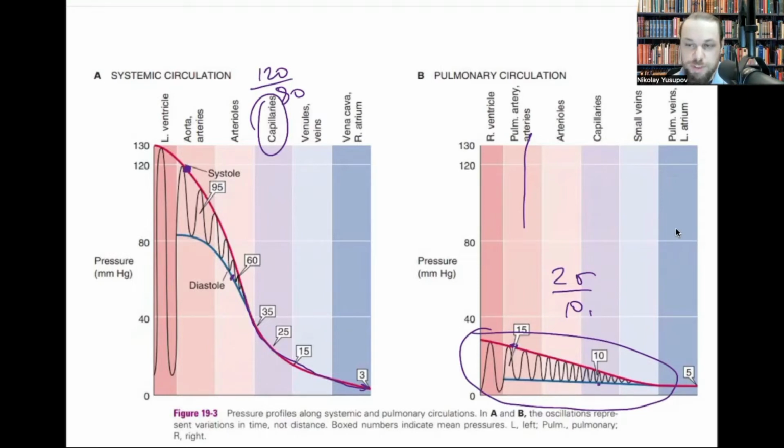But your left side of the heart is much bigger. Why? Because it's pumping systemically, so it has to pump against a higher pressure. That's why it's usually bigger in size, right, for all these reasons.